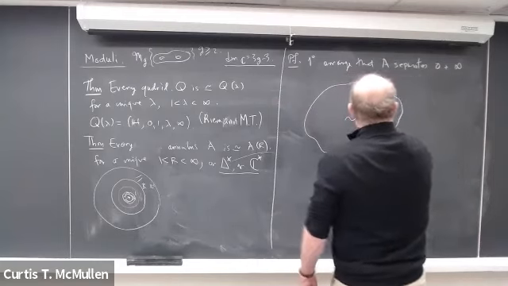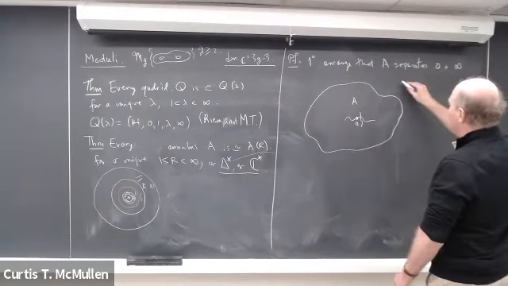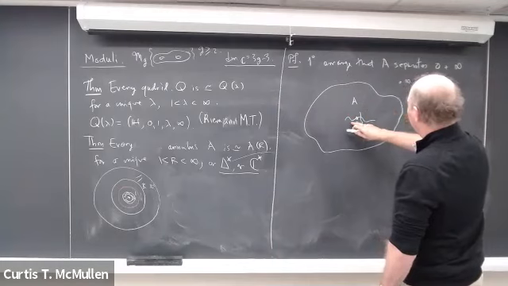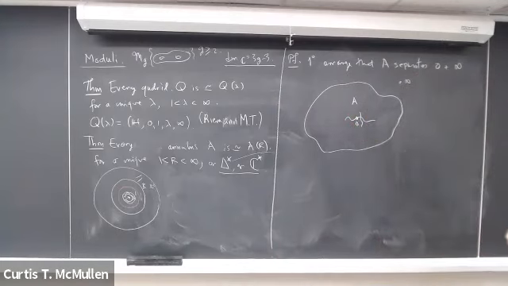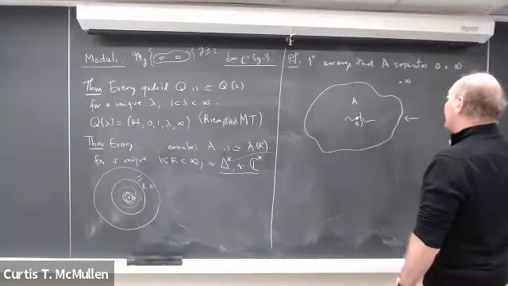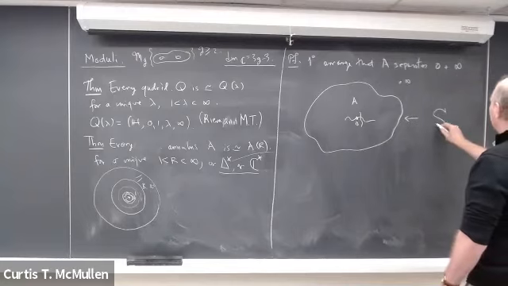Its complement contains the point at infinity. And in fact, one component of the complement contains 0, the other contains the point at infinity. And now what we do is we take the preimage of the annulus under the exponential map.